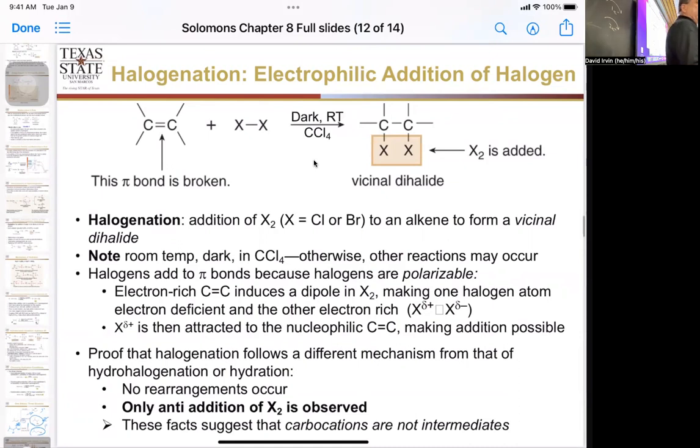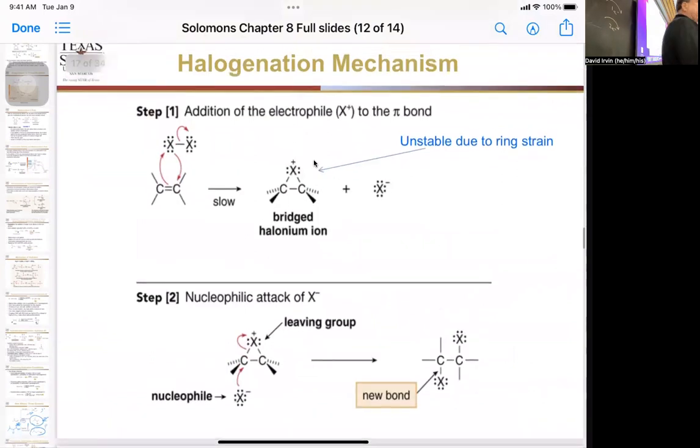Okay. So what's the mechanism? So the mechanism has our electrons from our double bond help polarize the halogen, the dihalide right here. And so two of the electrons from the double bond reach out and grab the halide. Two of the electrons from the halide reach out and grab the other carbon because we don't want it to form a carbocation. And we end up with this bridged halonium ion.